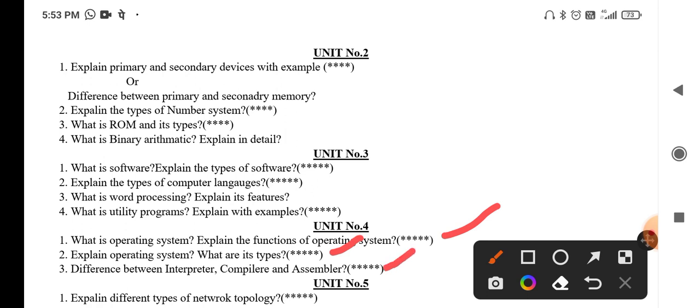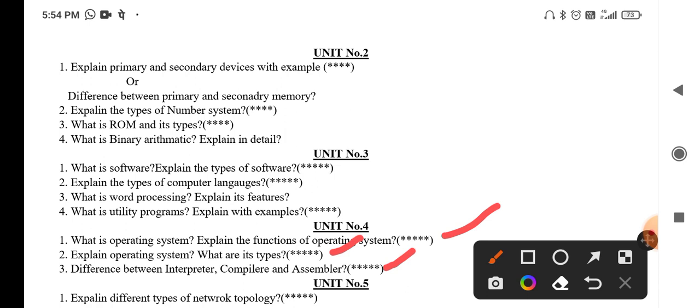Next, a very important question: the difference between interpreter, compiler and assembler. You have to explain what the meaning of interpreter, compiler and assembler is. The interpreter converts the instructions line by line. Whatever input I am giving to the computer, all the instructions will be received by the interpreter, and it will take them one line after the other. It will receive one line and convert it into machine understanding language. That is called an interpreter.